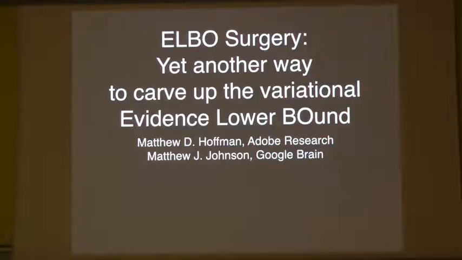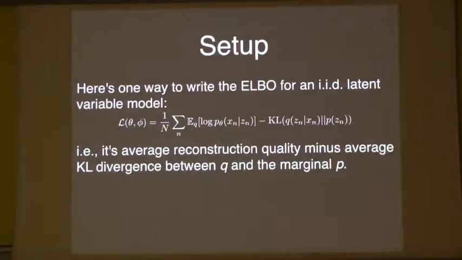So this is about yet another way to carve up the evidence lower bound. It's work with Matt Johnson from Google Brain. The setup is we have an IID latent variable model of the type that we all know and love. We've got some latent z's, we've got some observed x's, and we're interested in doing variational inference to do maximum marginal approximate variational EM.